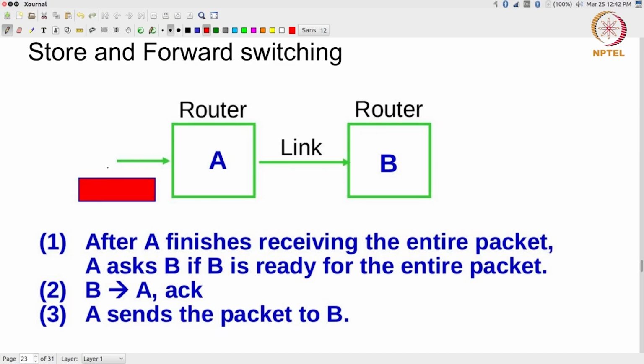The issue is the size of this packet. What if the packet is quite large? A needs to store the entire packet before it can even start transmission, which means that potentially it can end up requiring large buffers.